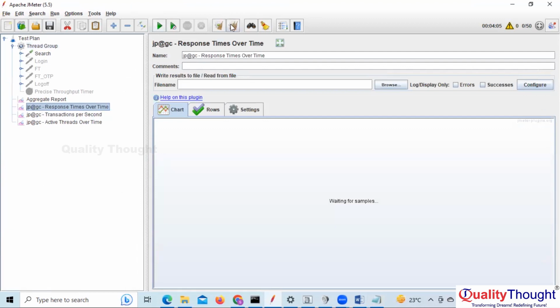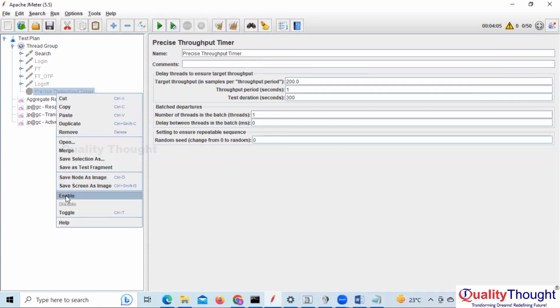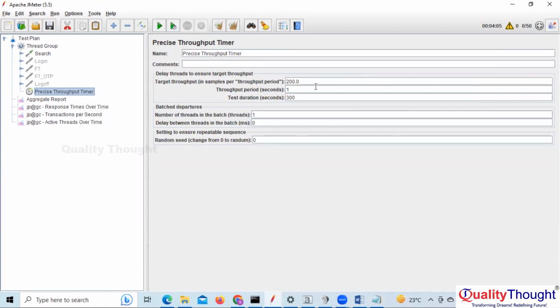Sir, I think we also have to change the timer. What timer? In the previous example, this we need to enable. Okay, is that what you are saying? Okay. Yeah. So what is our target here? 200. Yeah.